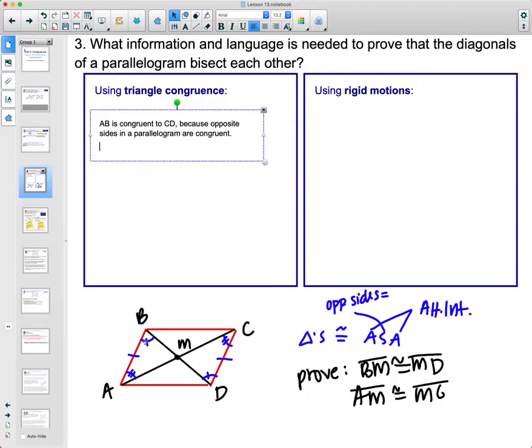Then the next thing we did was use alternate interior angles. Because AB is parallel to CD, I know angle ABD, this top one, is congruent to BDC. And these other ones, BAC is congruent to DCA, because they are alternate interior angles.